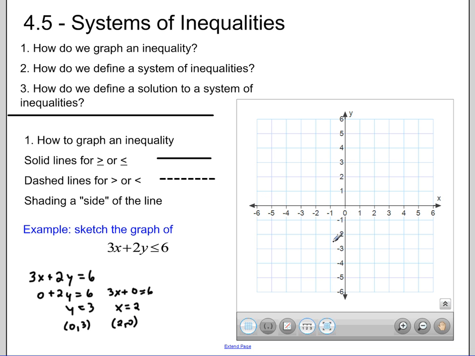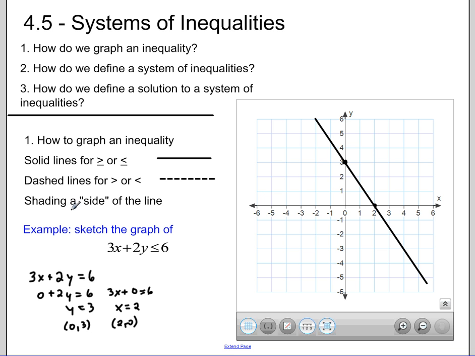So we would plot those points, 0, 3 here, 2, 0 here, and we would use a straight solid line to connect them. Let's see if I can get them to connect the right way. Okay, and then the next question is, well, what do we do about that less than or equal to business?